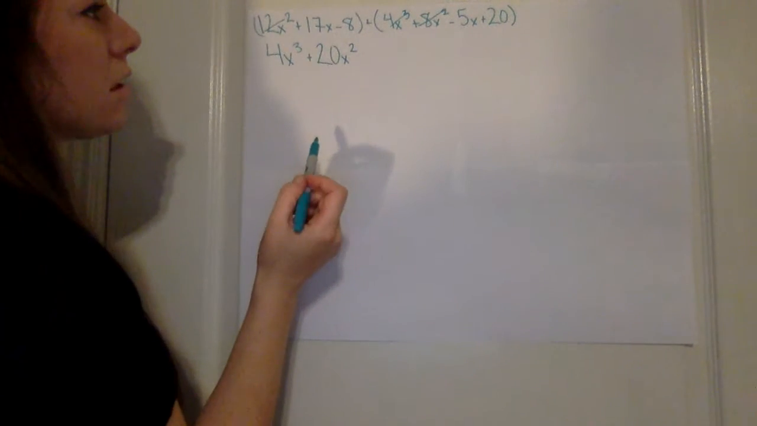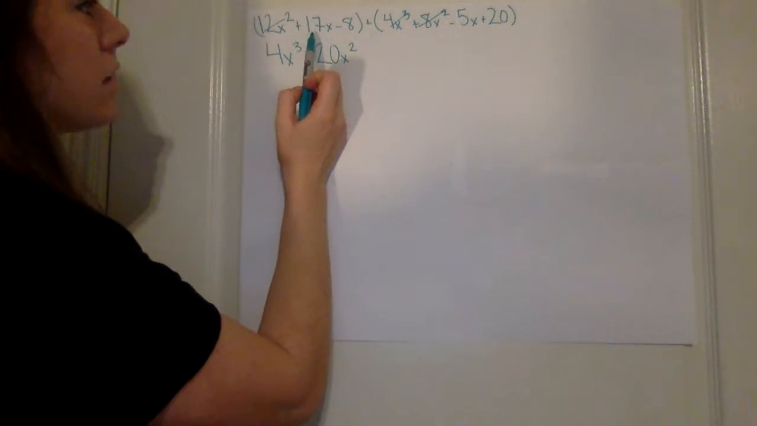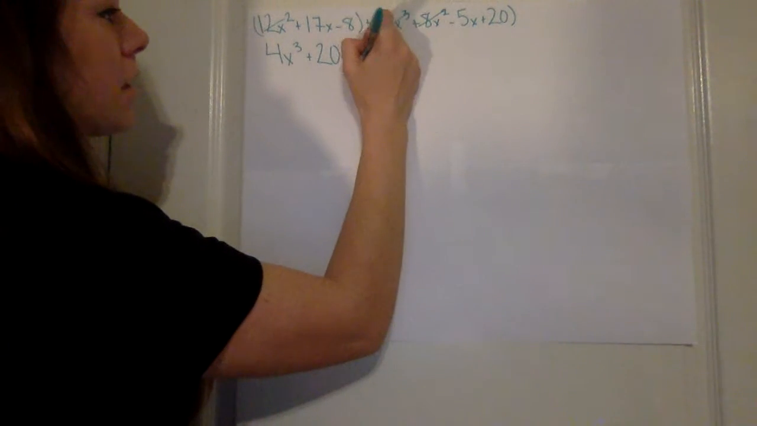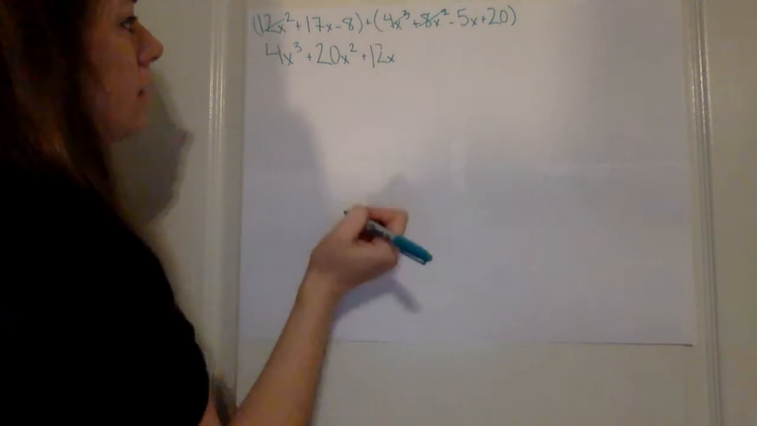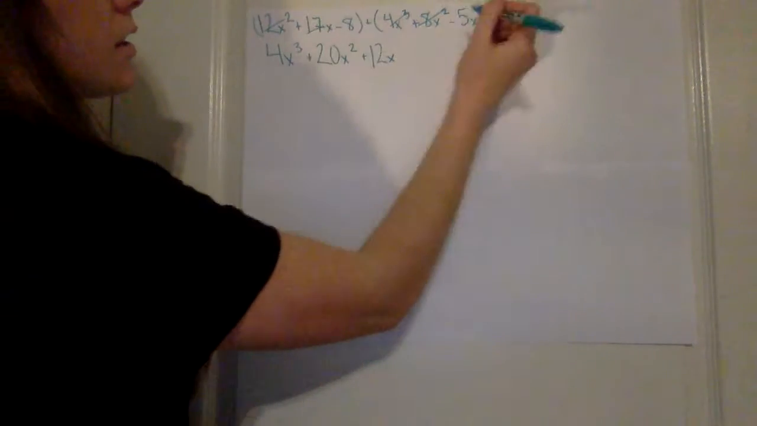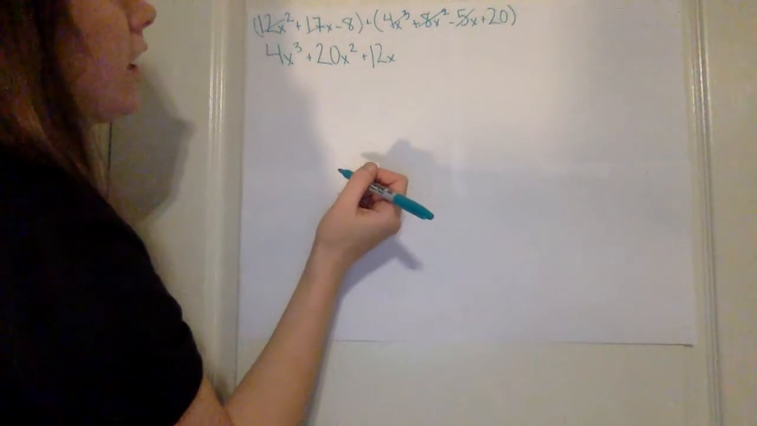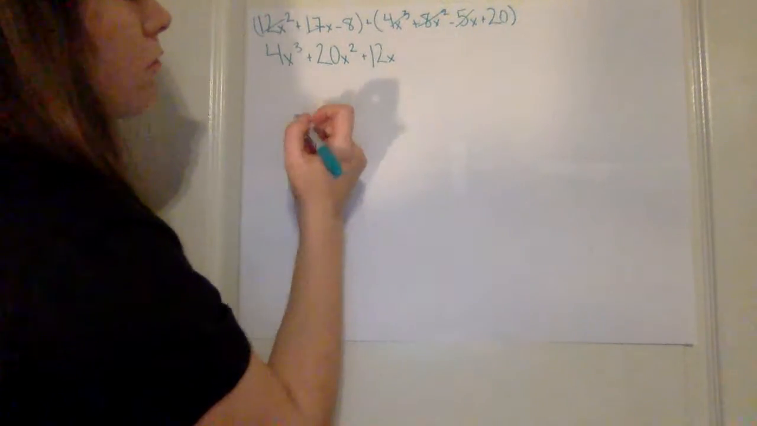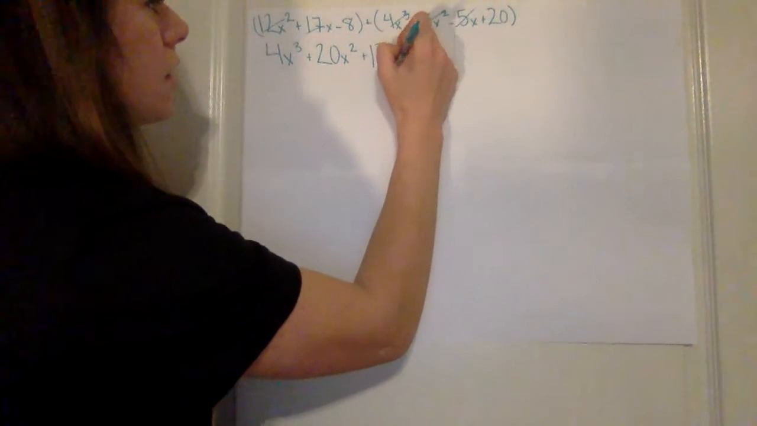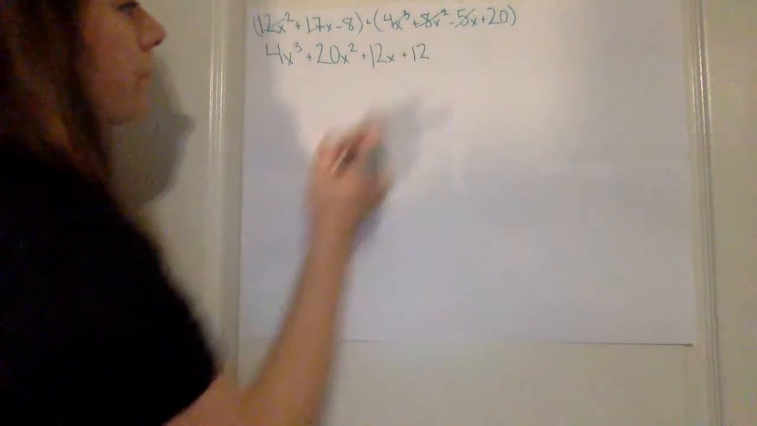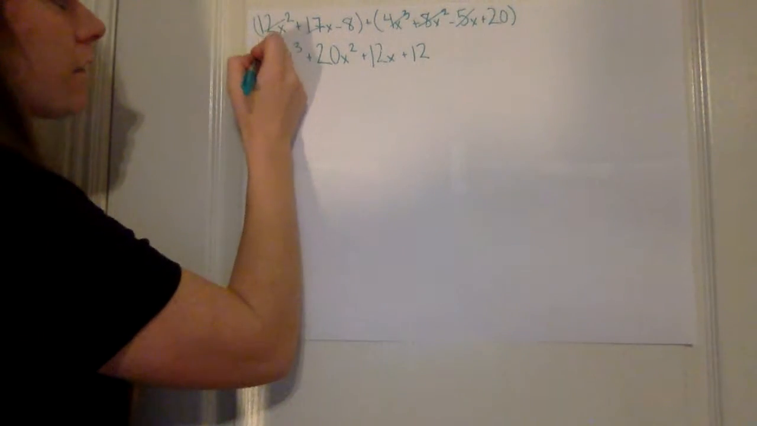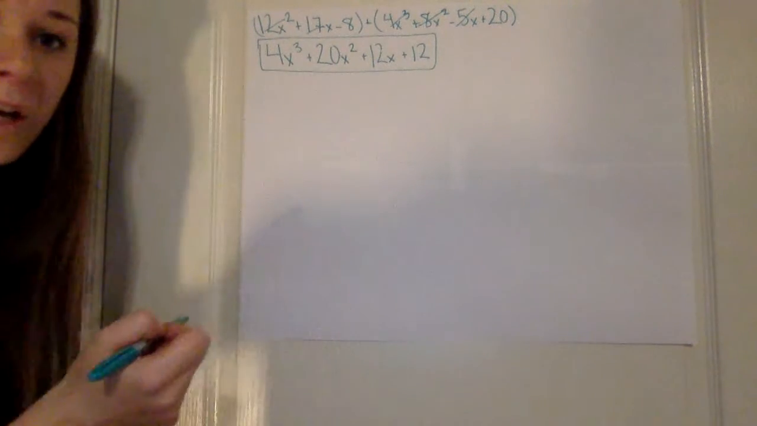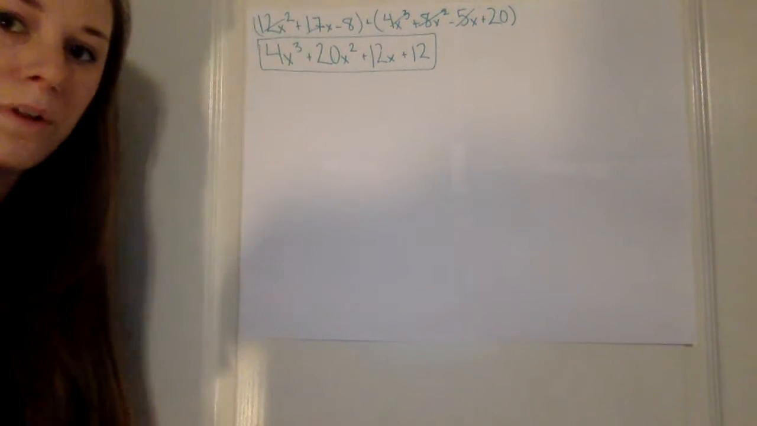And then next we have positive 17x and minus 5x. So that's going to give us positive 12x. Cross these out. And then we have negative 8 and positive 20. And when we combine those, that gives us positive 12. So there is our first answer for adding our first polynomial.